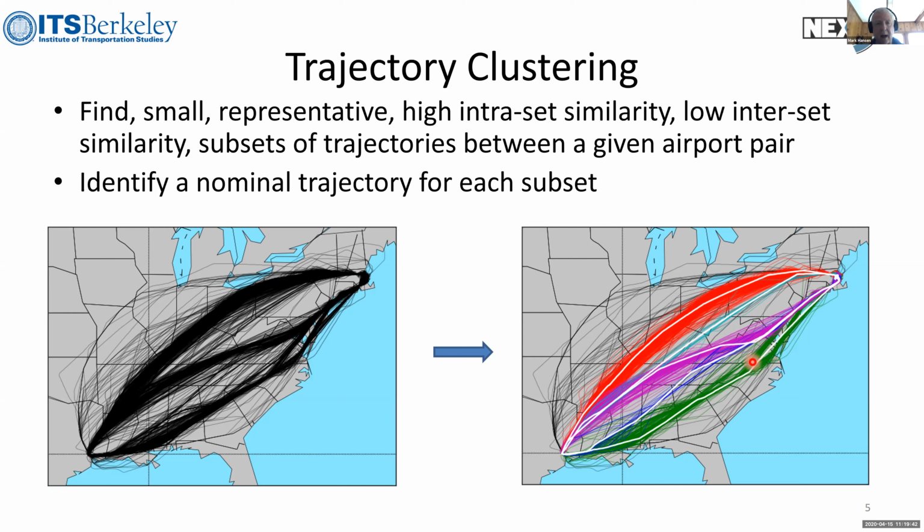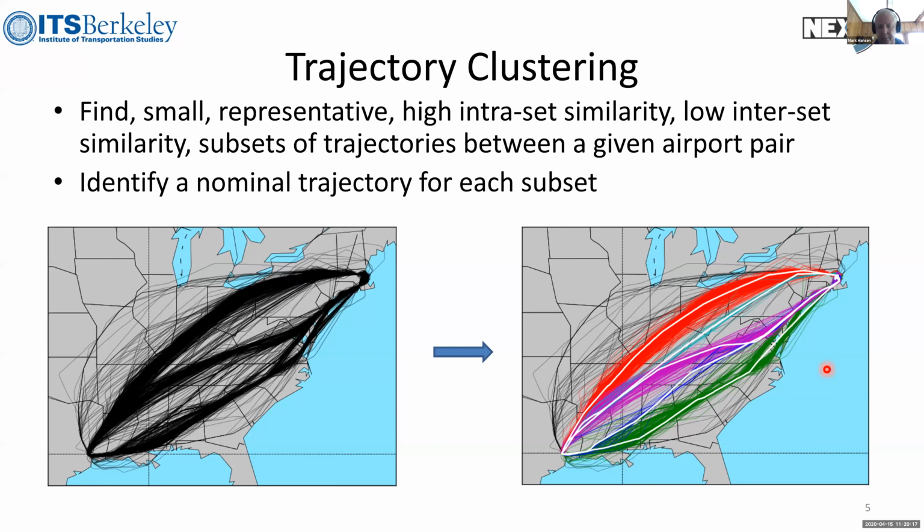So this has identified the trajectory clusters, and it also has identified certain flights that are not part of any cluster, what we might call outlier flights, outlier trajectories. It also has what we call nominal trajectories, which are the best representation of each of these clusters. So this one, for example, is the best representation of the red cluster.